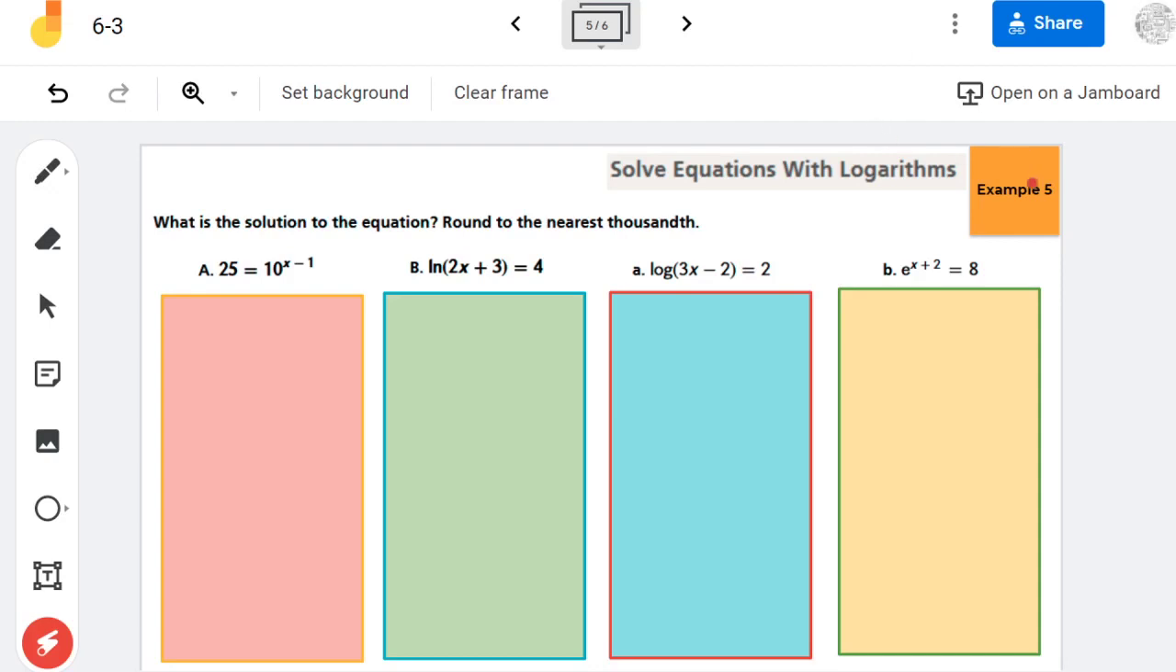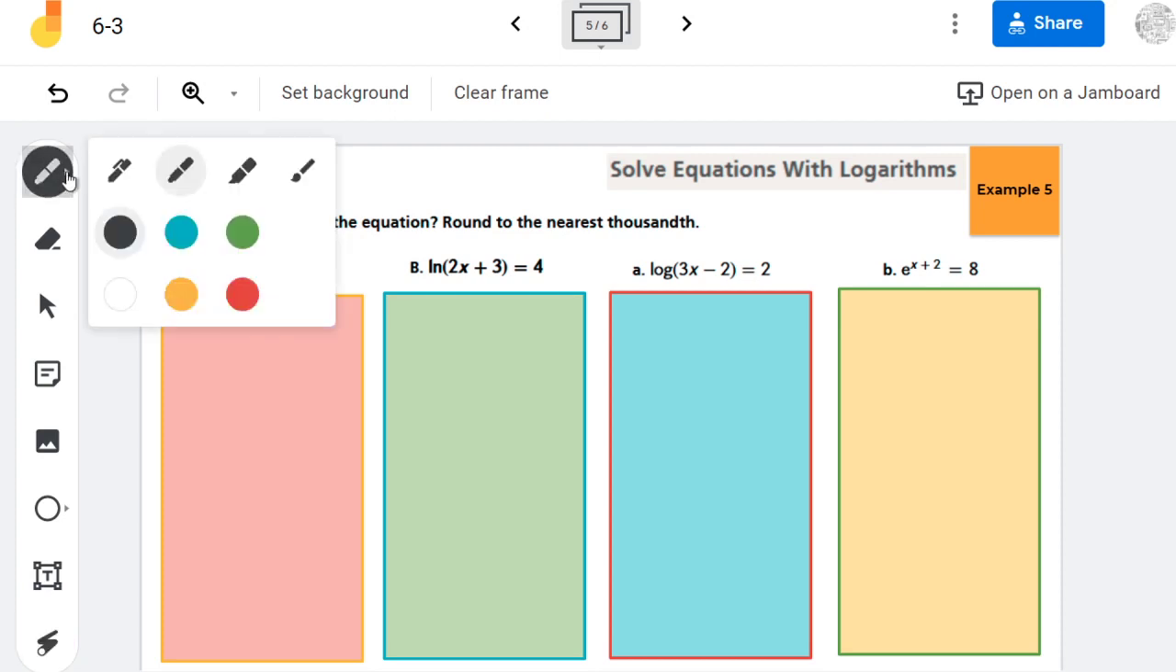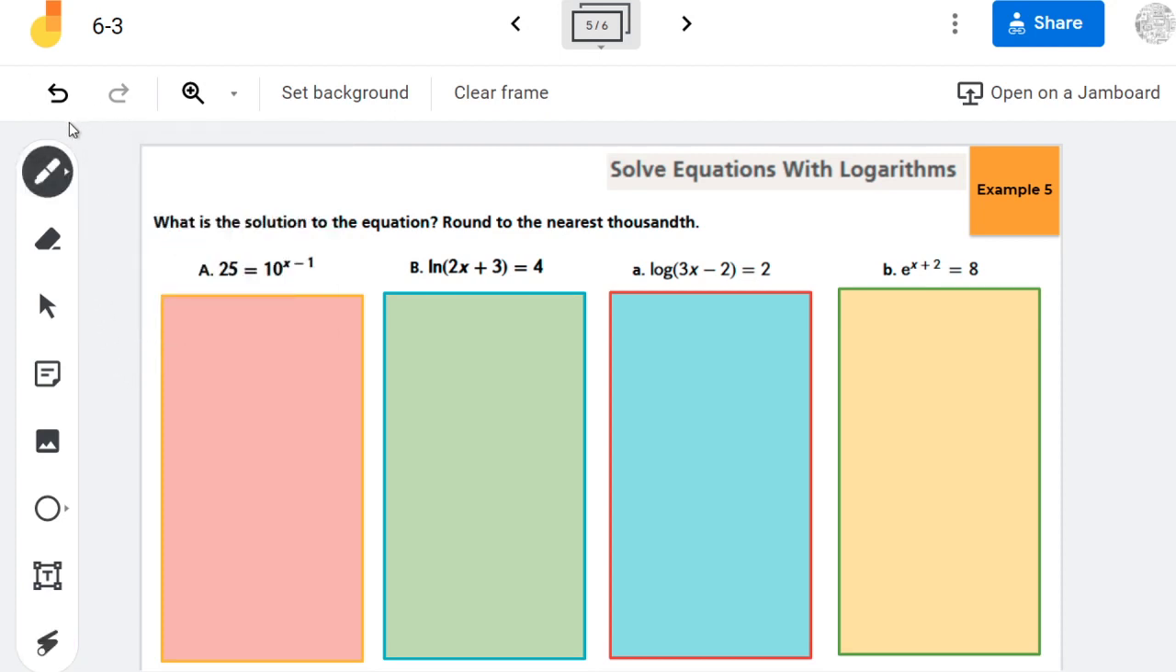In today's video, I'm covering example 5 from section 6-3 in the SavvasRealize Algebra 2 textbook. The goal of today's video is to solve equations with logarithms. So notice when I go to find this, I'm actually solving to the nearest thousandth. I'm going to be showing you how to get the exact answer as well as the rounded answer, only because many standardized tests still require you to find the exact answer.